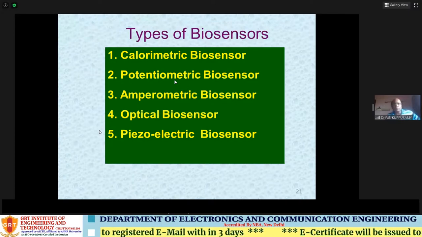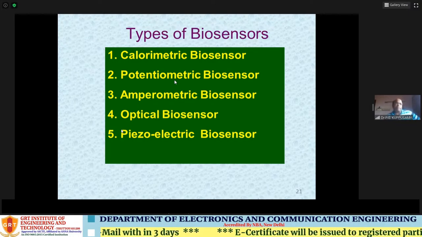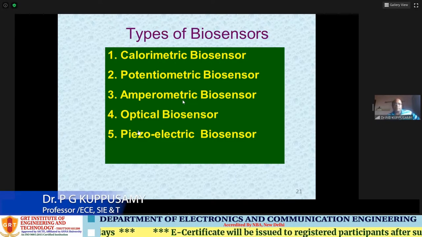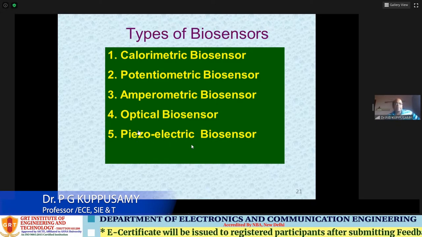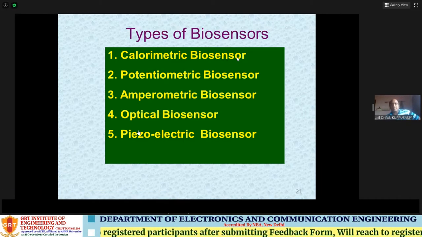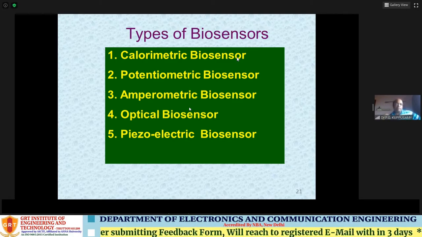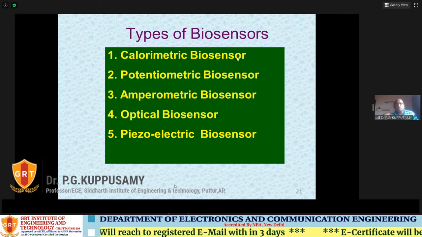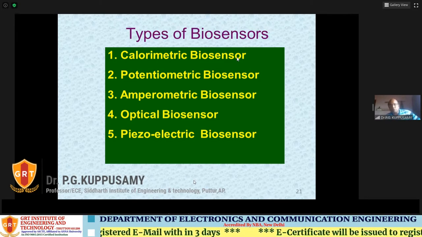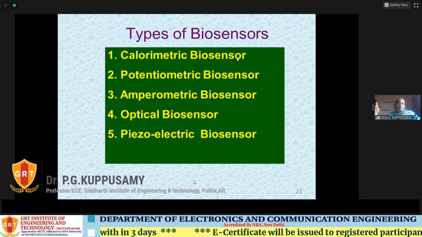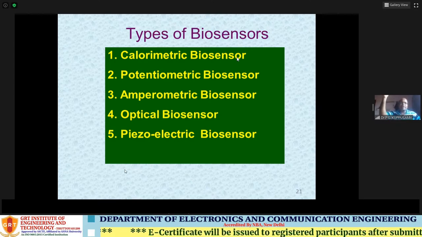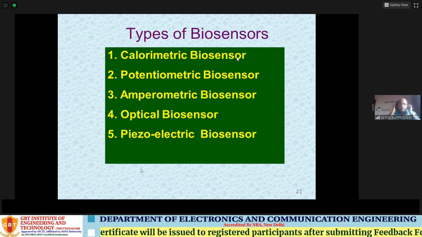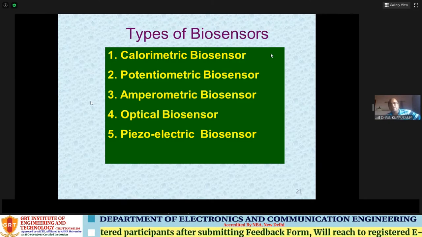Next, we are going to discuss the types of biosensors. What are the types of biosensors available? Calorimetric biosensor, potentiometric biosensor, amperometric biosensor, optical biosensor, piezoelectric biosensor. So what is a calorimetric biosensor? It operates based on temperature, based on heat. You take our body, in the abnormal level and normal level, what is your temperature level. In the current COVID-19 situation, everywhere they are using the calorimetric biosensor. They are testing the temperature of the body, whether they have a normal temperature or abnormal temperature. So that is called a calorimetric biosensor, which operates based on heat or temperature.